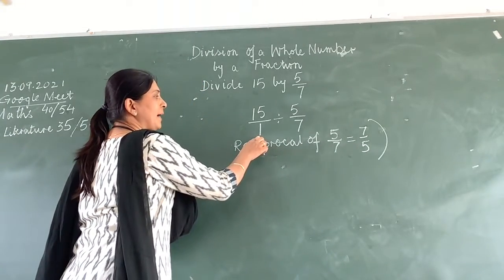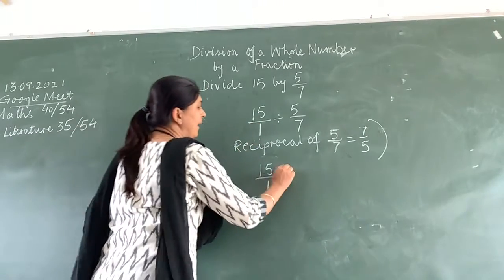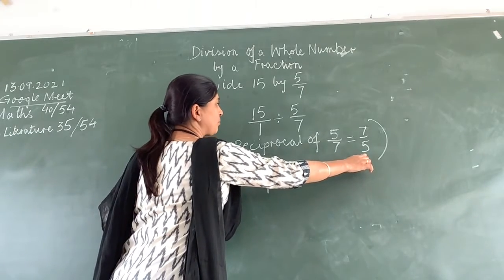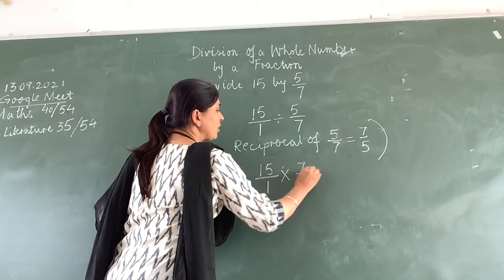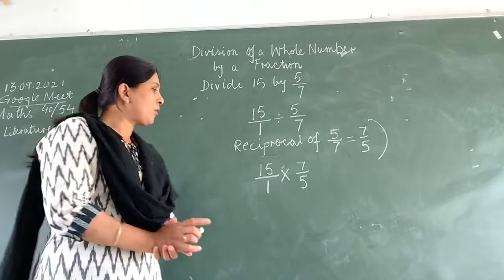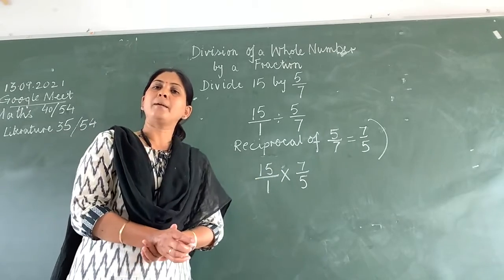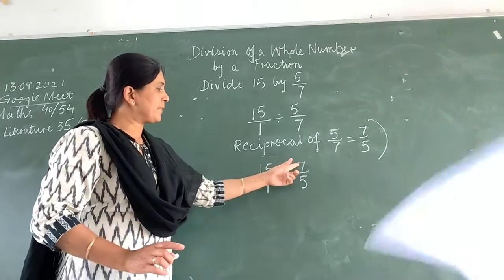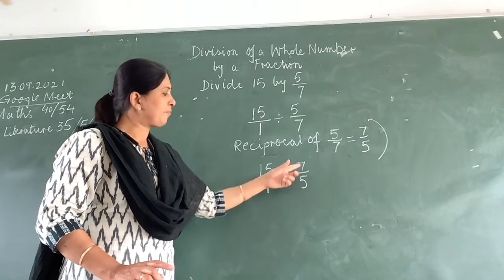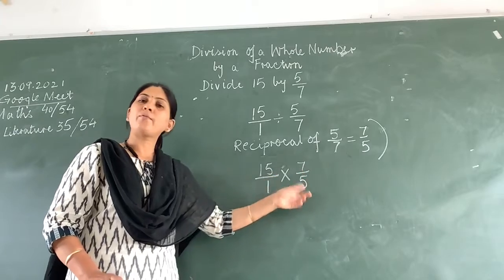Now we will multiply the first fraction, 15 over 1, with the reciprocal of the second fraction, which is 7 over 5. Now children, let us see whether the numerator and denominator can be reduced or not. 7 is the numerator and 5 is the denominator of the second fraction. 7 and 5 do not have any common factor. There is no number which will divide both 7 and 5.